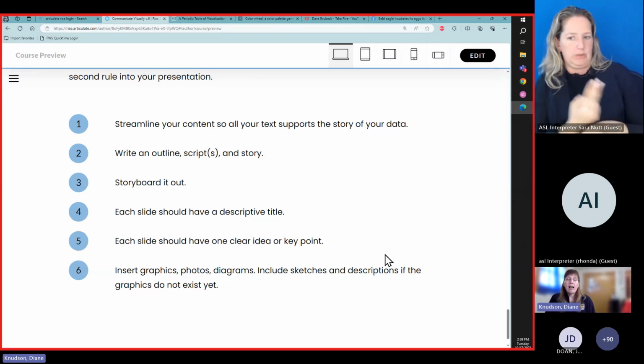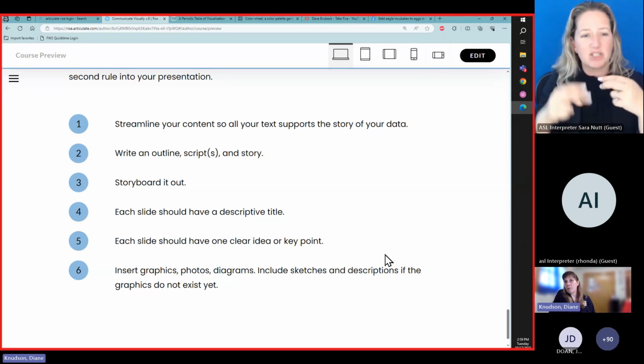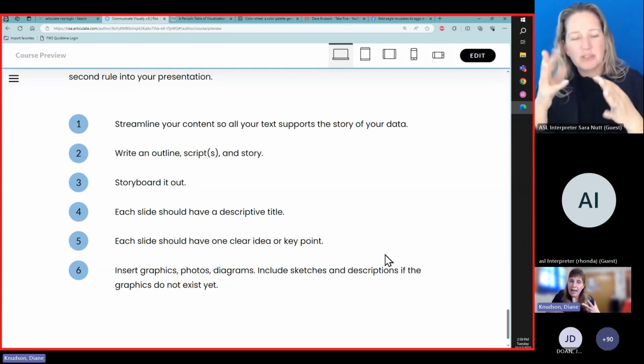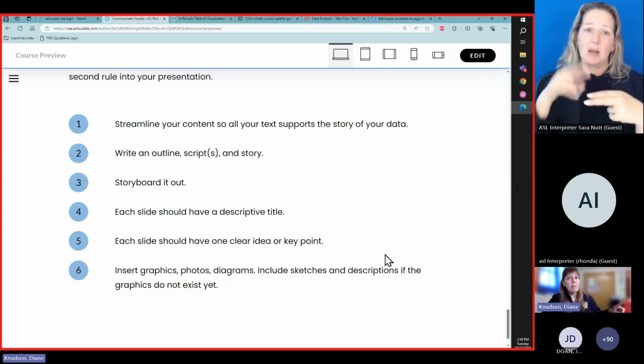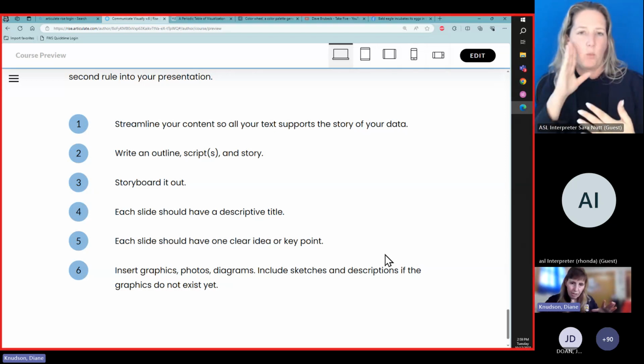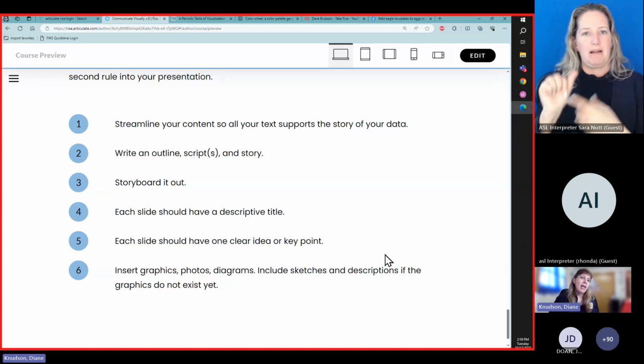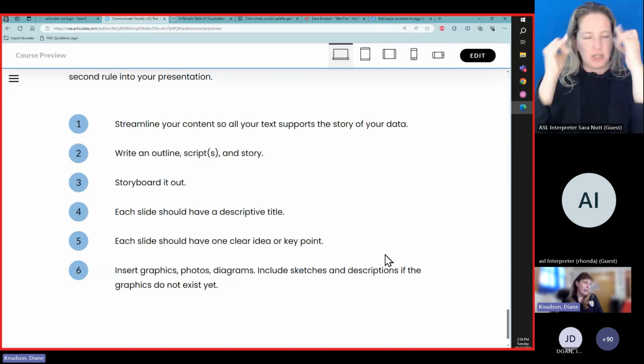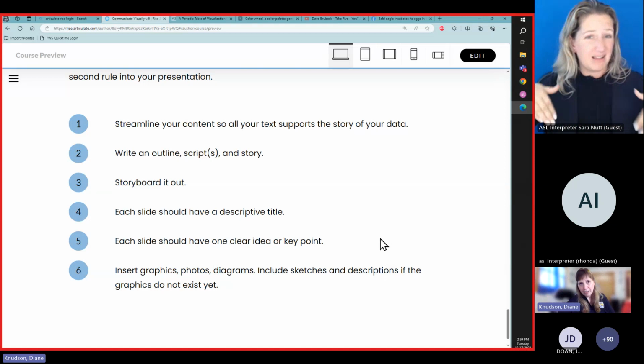Each slide should have a unique individual descriptive title. Each slide should have one clear idea or key point. And then you would go through and insert your data visualization ideas. If you don't have them already made, then just include descriptions or sketches.